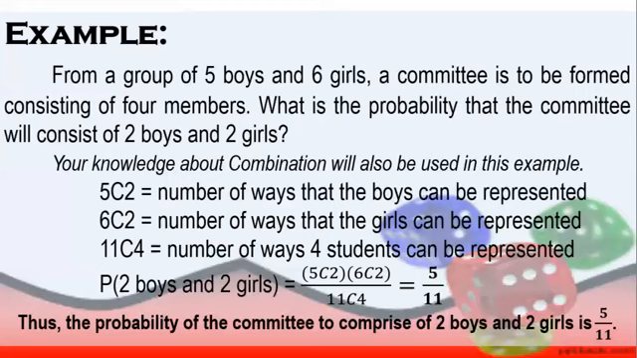So now, for the probability of 2 boys and 2 girls, multiply lang po natin yung 5 taken 2 at saka 6 taken 2. Then after you multiply, i-divide naman po siya natin doon sa 11 taken 4. So parang it is the same pa din naman po doon sa ating probability in the previous examples. So all in all, our answer will be 5 over 11. Hence, the probability of the committee to comprise of 2 boys and 2 girls is 5 over 11. Okay. Ito po yung ating probability.